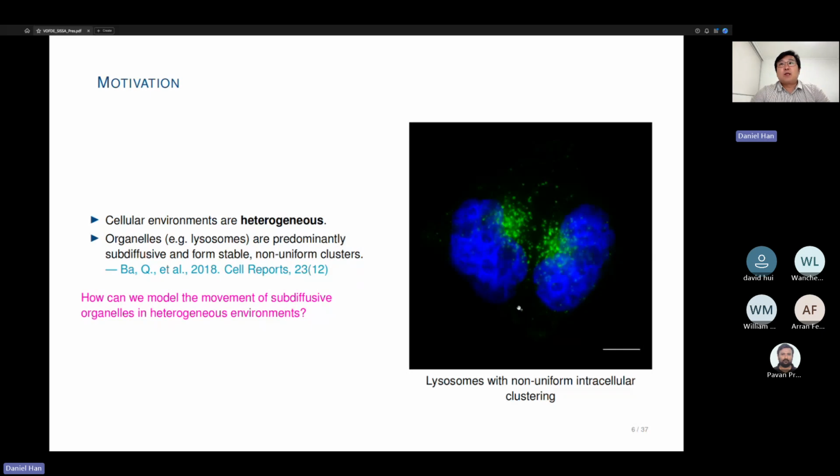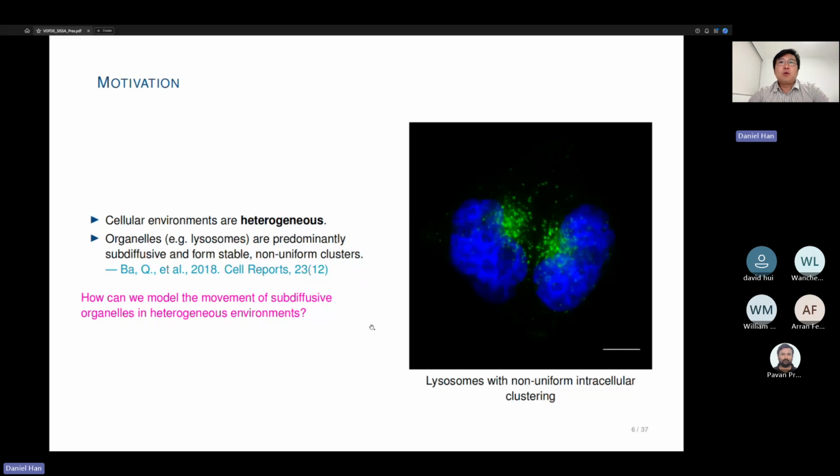So what you're seeing in this picture here, the blue is kind of like a nucleus of a cell, so it's kind of like the controlling center where all the DNA is. And the green dots that you're seeing are the little lysosomes, which are the organelles that I was talking about before. These usually move around. In this picture, it's obviously frozen because it's a picture. But the question becomes, how can we model the movement of subdiffusive organelles in heterogeneous environments?